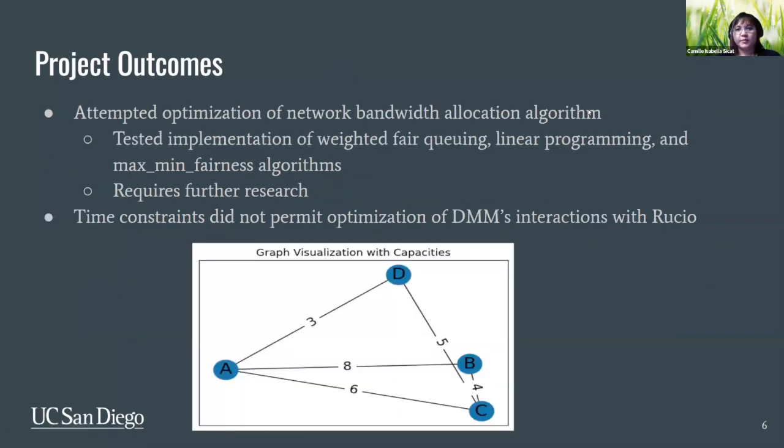Now, another one of the goals in making DMM more robust was the optimization of the network bandwidth algorithm and DMM's interactions with Rucio. And while we did test implementations of weighted fair queuing, linear programming, and maximum fairness algorithms for this purpose, they did not perform as hoped. So for further optimization, we have to perform more research and more testing. And due to time constraints, we were not able to optimize DMM's interactions with Rucio during this fellowship.